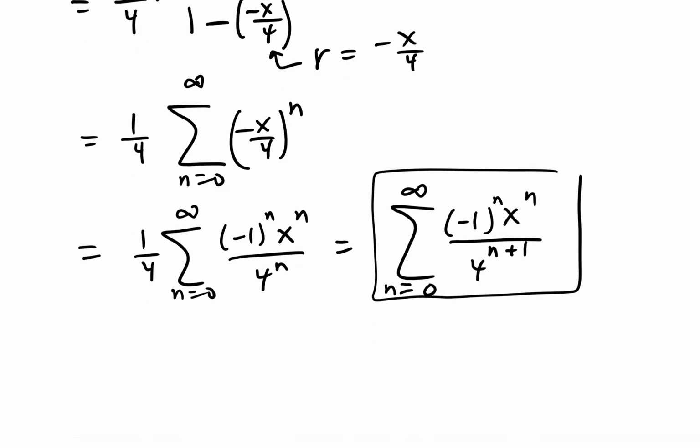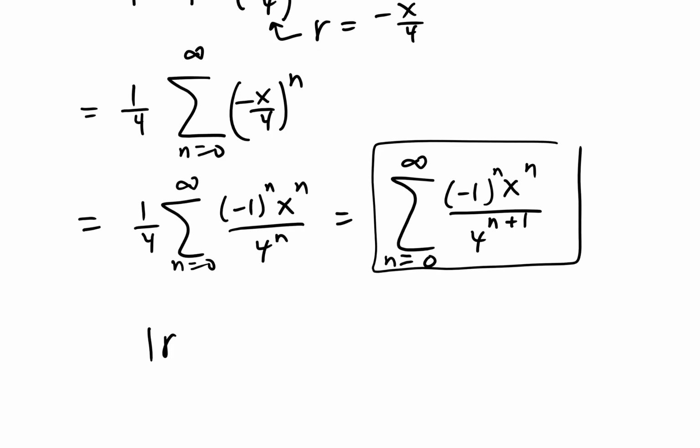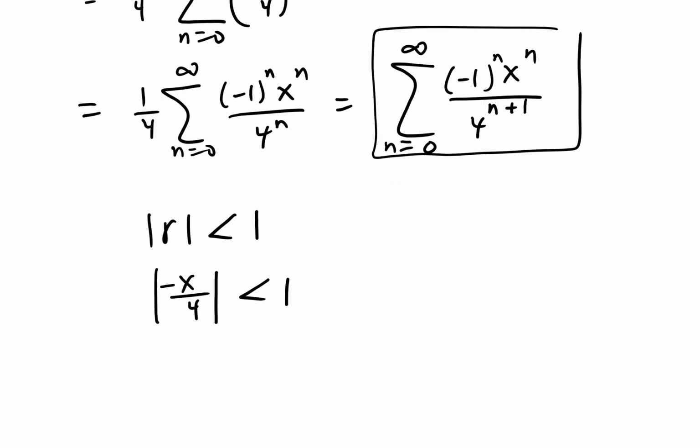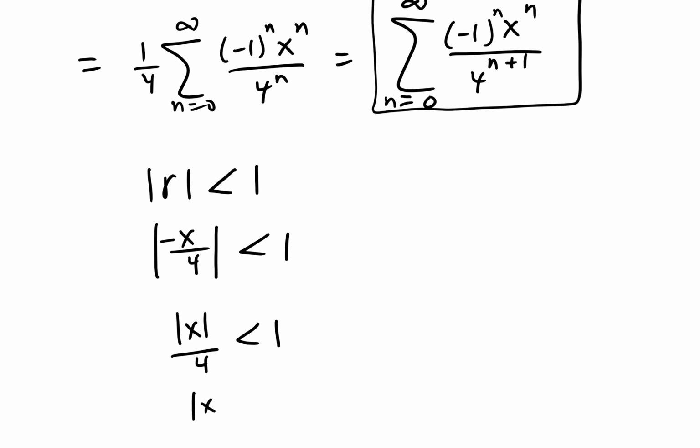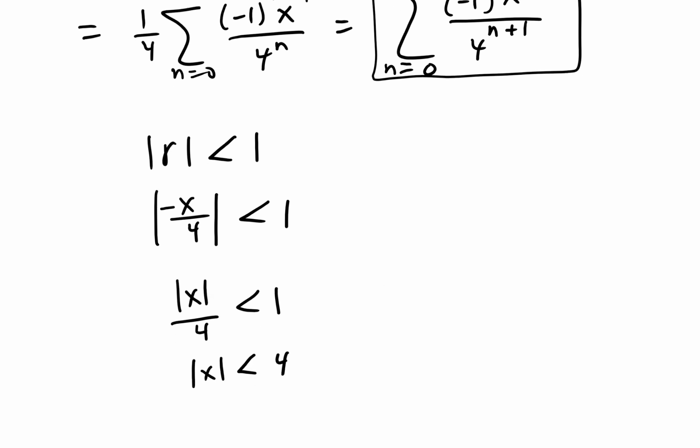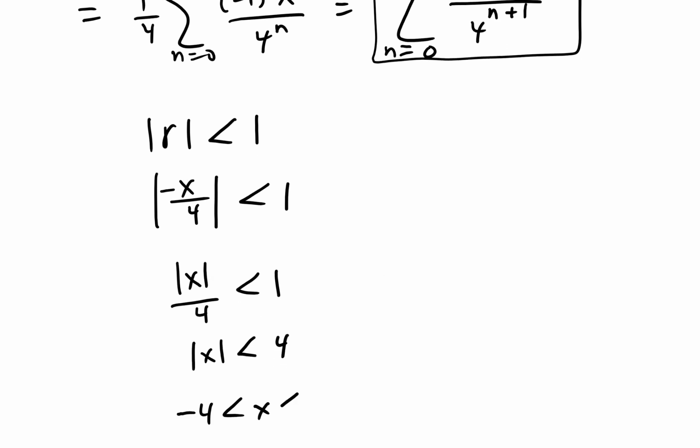To find the interval of convergence, we know the absolute value of r has to be less than 1. R is negative x over 4, less than 1. Then we could drop the negative, and write the 4 down there, multiplying by 4, and that gives me negative 4 less than x less than 4. That's the interval of convergence.